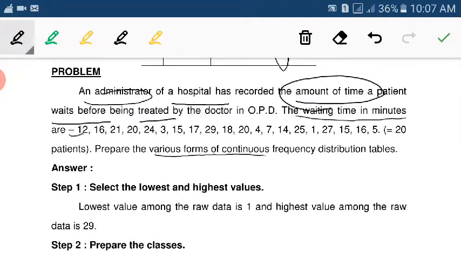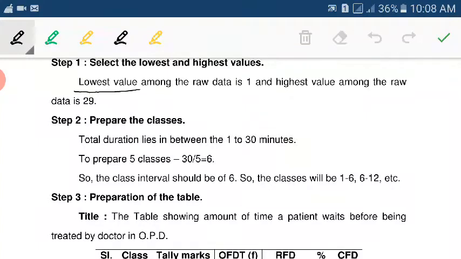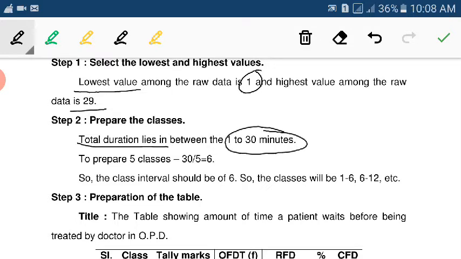Prepare the various forms of a continuous frequency distribution table. Answer: select the lowest and the highest values. The lowest value in the raw data is 1 and the highest value is 29. Then prepare the classes. The total duration lies between 1 and 30 minutes. To prepare 5 classes, 30 divided by 5 is equal to 6. So the class interval should be 6. The classes will be 1 to 6, 6 to 12 and so on.